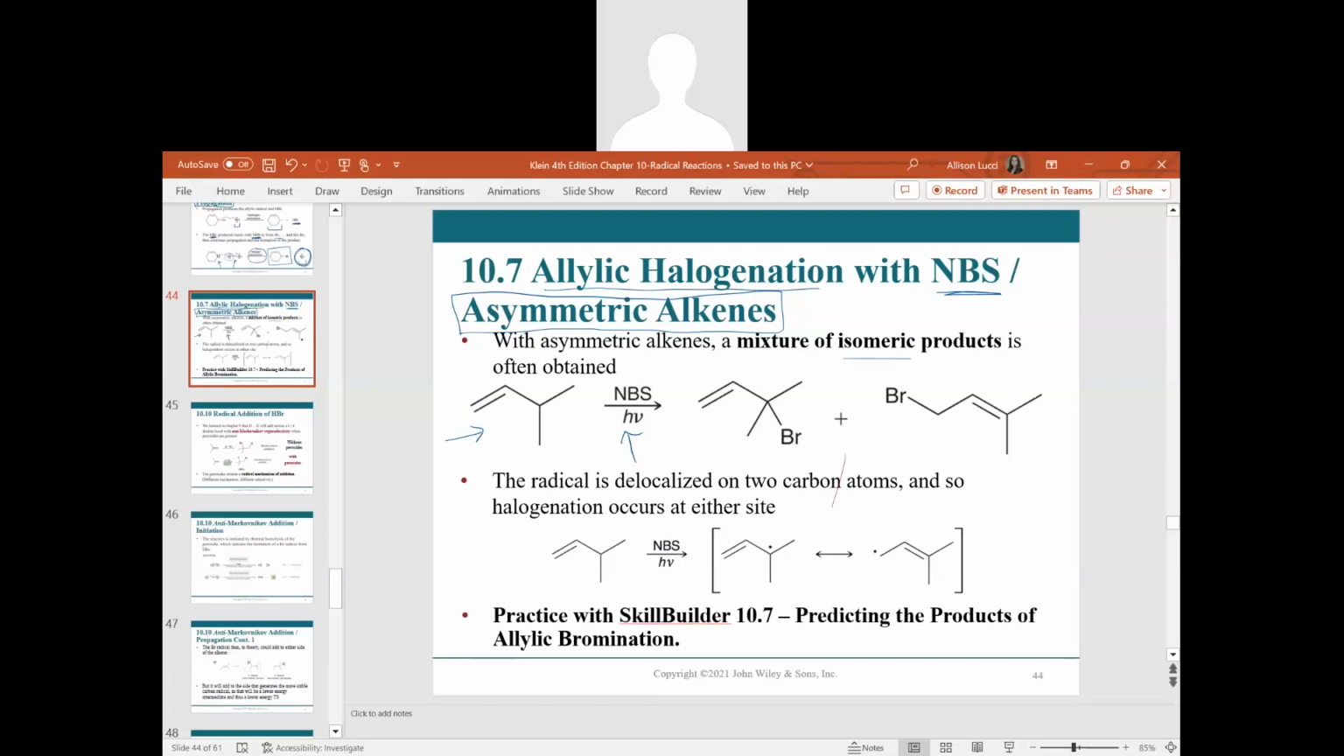On one side of the double bond, we add our bromine at this tertiary radical site. On the other side of our double bond, you can see we have this radical delocalization, so bromination would occur at a primary radical site. So here's the primary radical that would be brominated, and here our tertiary radical would be brominated, and we would have this mixture of two isomers as our products, because of delocalization and the resonance structures.